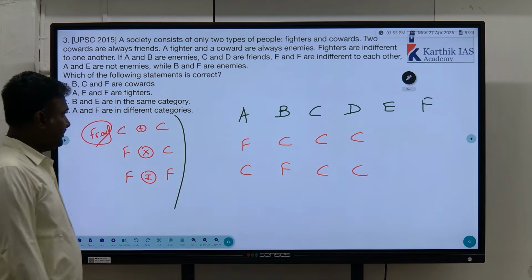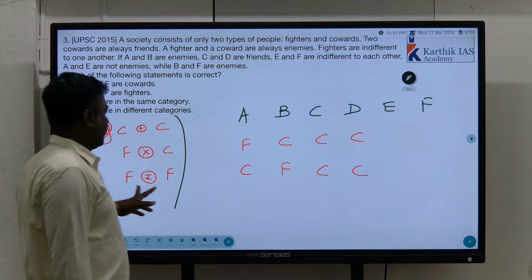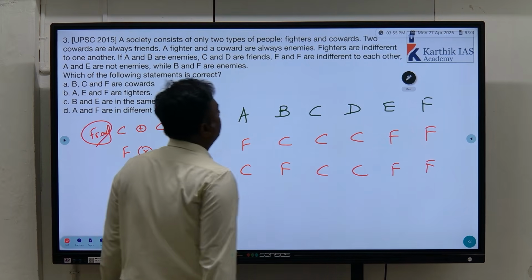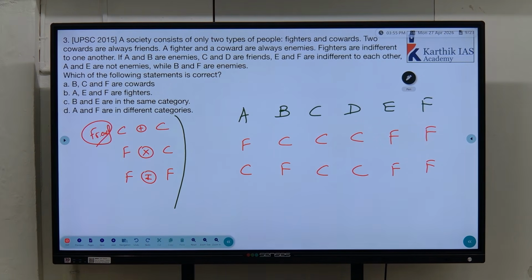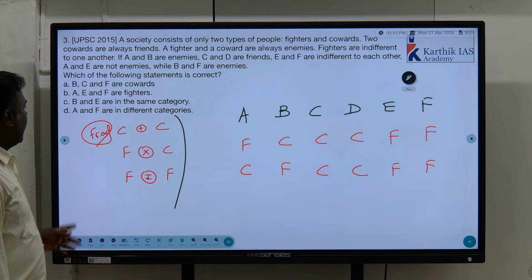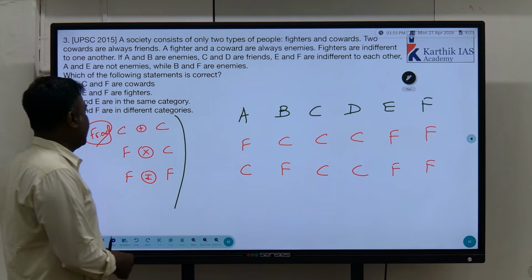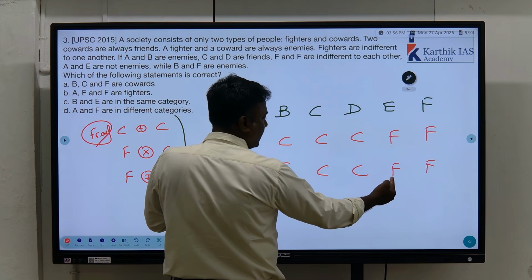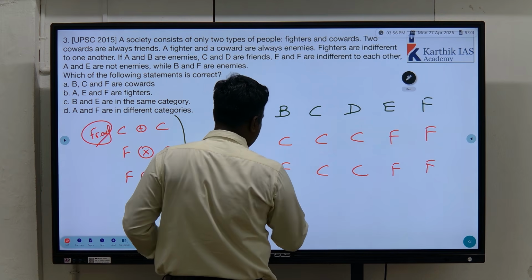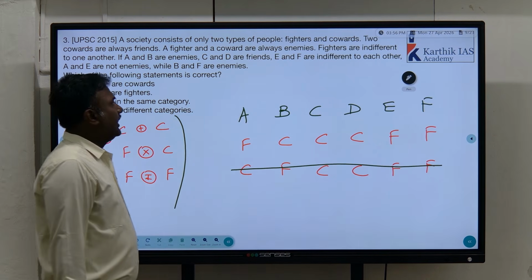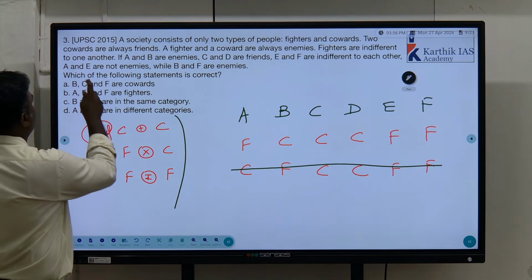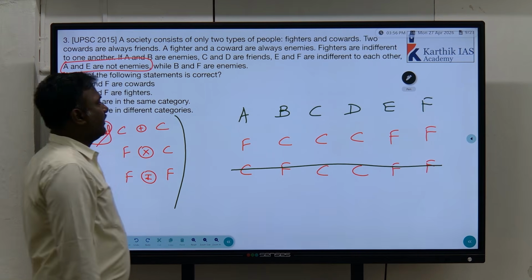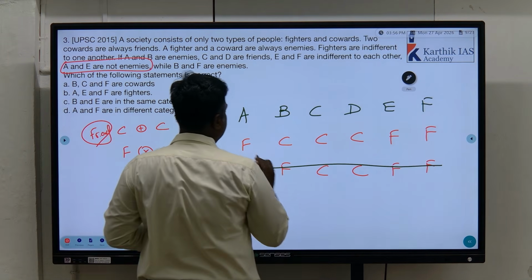That is fine. E and F are indifferent to one another, so they are fighters. Understand? A and E are not enemies. A and E are not enemies means A and E are not C and F. If A and E are C and F, then it is enemies, right? So this statement fails here. This is the clue which eliminates the second case. But B and F are enemies. Yes, B and F are enemies. So this is the answer.